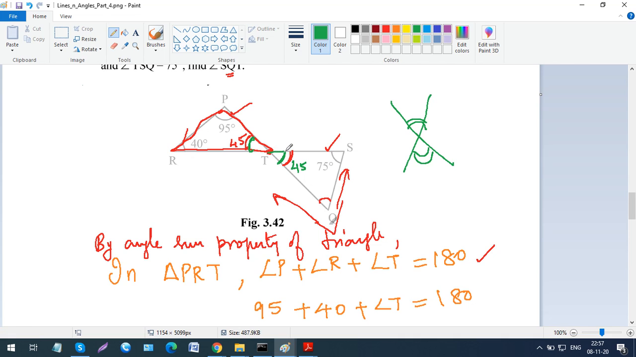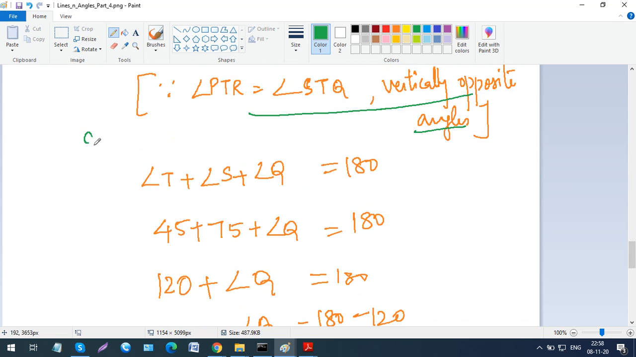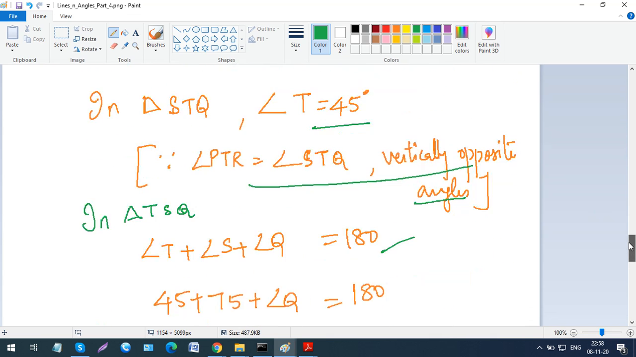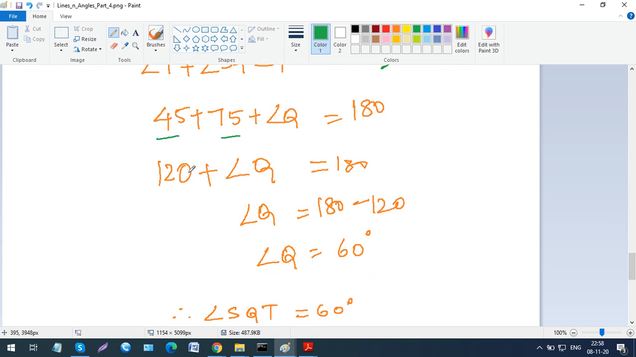Now in triangle TSQ, again we have two angles, 45 and 75. So you can find this angle by using the angle sum property, right? That is what I have written over here. Angle T is 45 because of the vertically opposite angles. In triangle TSQ, angle T plus S plus Q will be equal to 180. Angle T is 45, angle S is 75, it's given, and angle Q is what we need to find. So 120 plus angle Q is 180, and angle Q is 180 minus 120, which gives you 60. So angle SQT is 60 degrees.